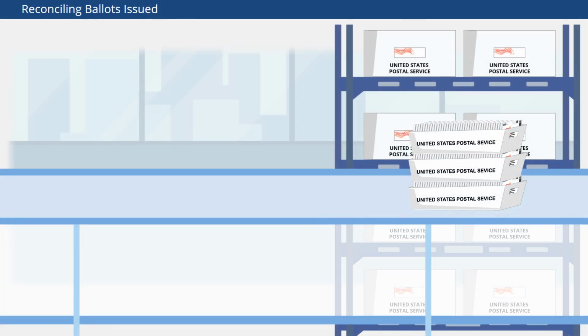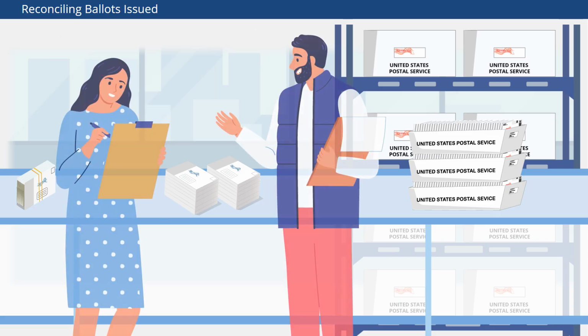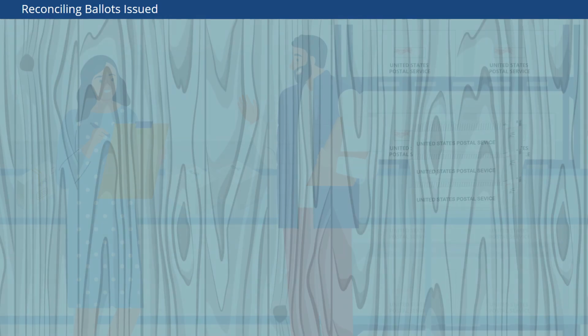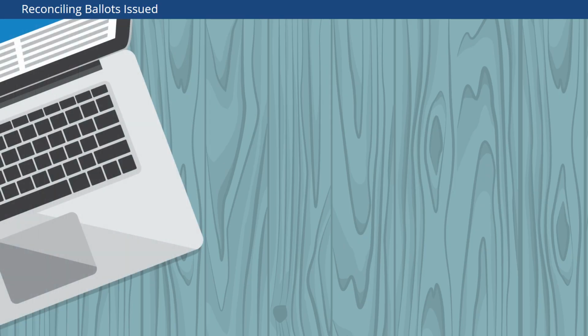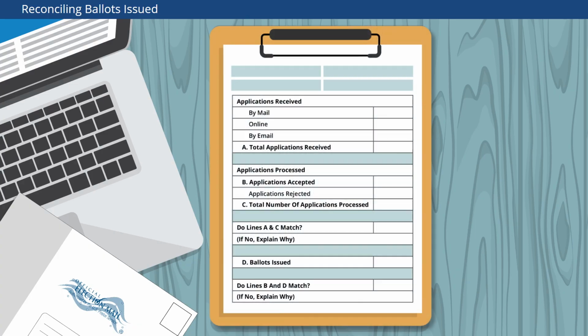The process for reconciling the ballots issued to voters will vary depending on the rules in your state. For example, it may be necessary for election workers to reconcile and document the total number of both applications received and ballots issued. To assist the reconciliation process, your state may provide a certain form to use, or you can create your own simple form or spreadsheet.